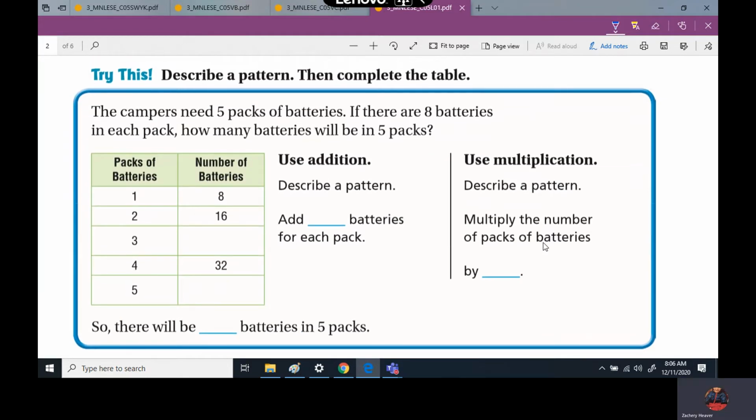It says, describe the pattern, then complete the table. So 1, 8, 2, 16. There's 8 between them, so it looks like we're skip counting by 8. So this will be 24. We're adding 8 for each pack. 24 plus 8 is 32. 32 plus 8 makes 40. So multiply the number of packs by 8. So how many will there be in 5 packs? 40, because 8 times 5 is 40.